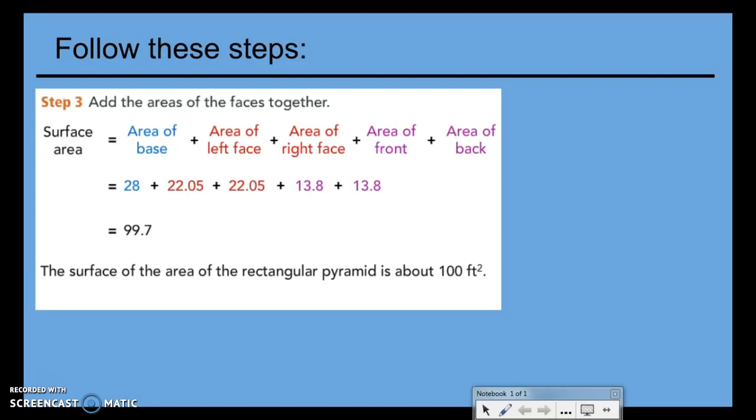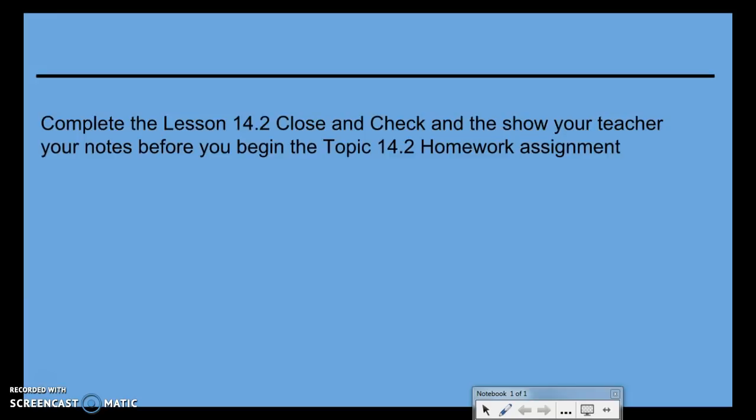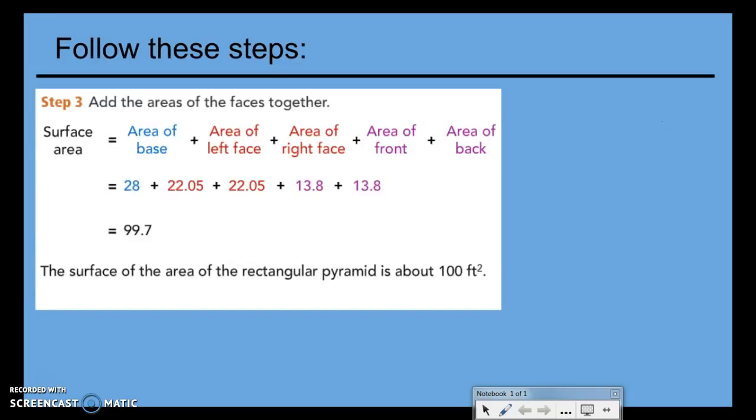Okay? Now, what if you don't have a rectangle or a square pyramid? What if you have a triangular pyramid? I want you to kind of think about that. What would you do for your base? It's a triangular pyramid. What about your lateral faces? So you're going to need to think about this, guys, and think about what you're going to do when you have something with a different base.